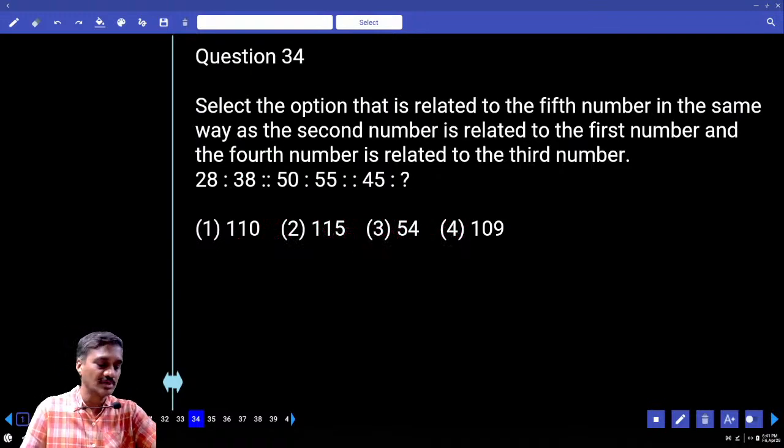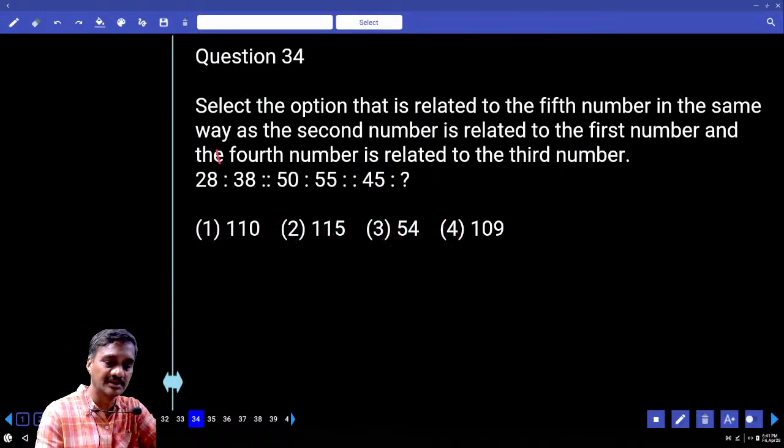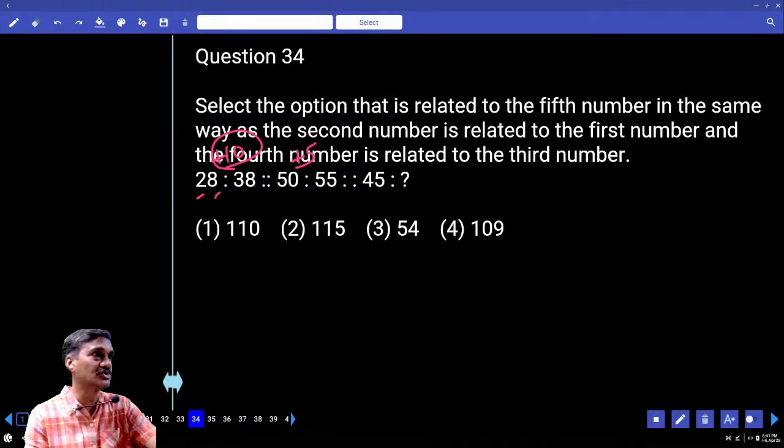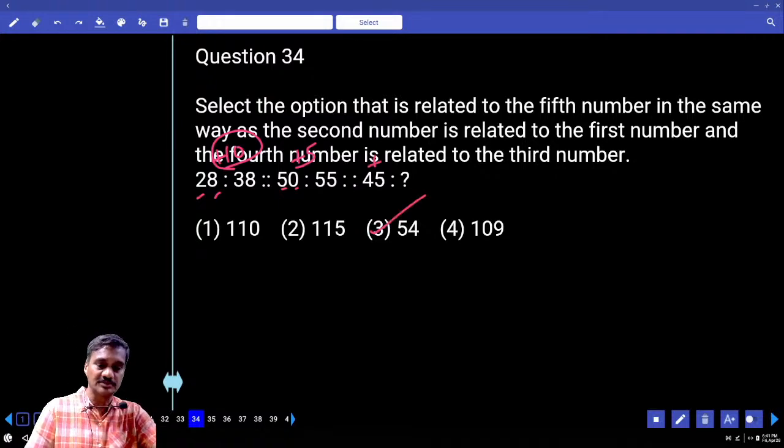Then 34, 28 and 38. What is the difference we have? 10. Now here the difference is 5. And why is 10 added to this one? The digits in 28 are 2 and 8. 2 plus 8 is 10, 28 plus 10. 5 plus 0 is 5. 4 plus 5 is 9. And 45 plus 9, 54, choice.